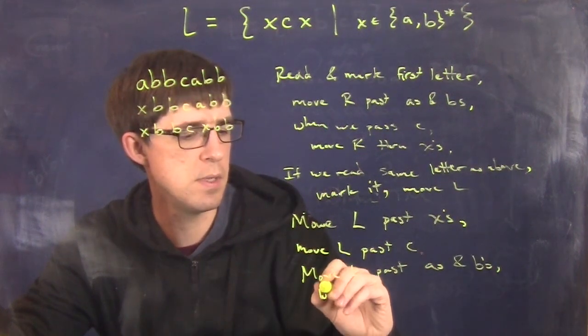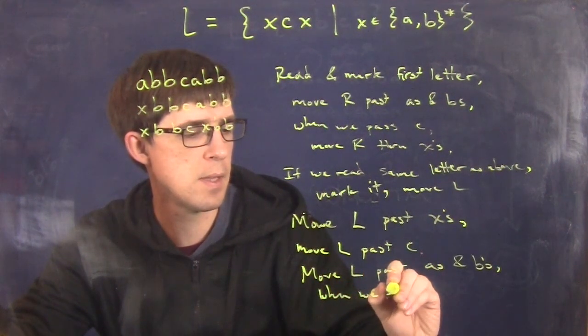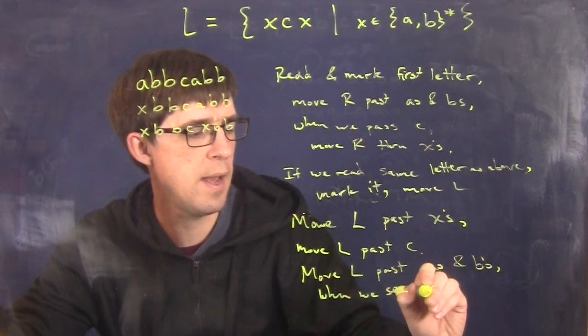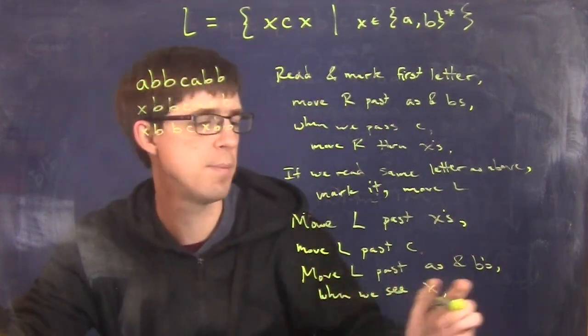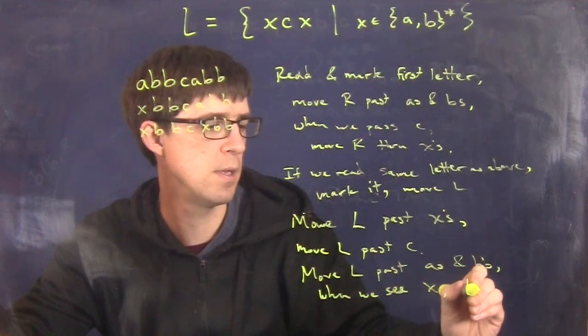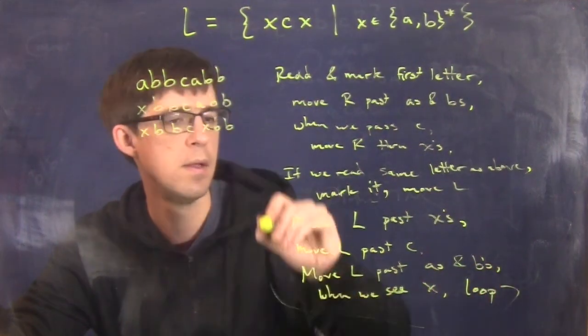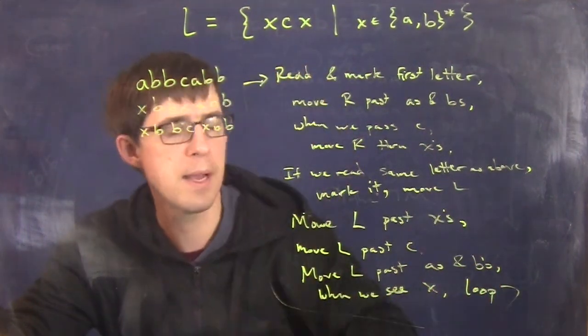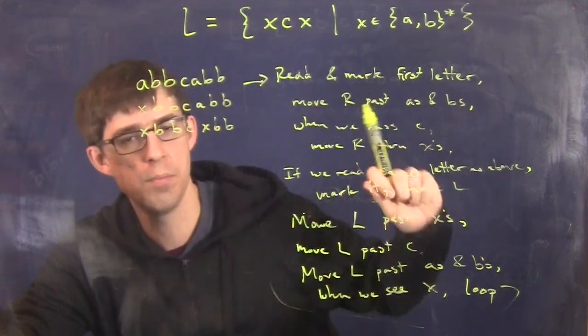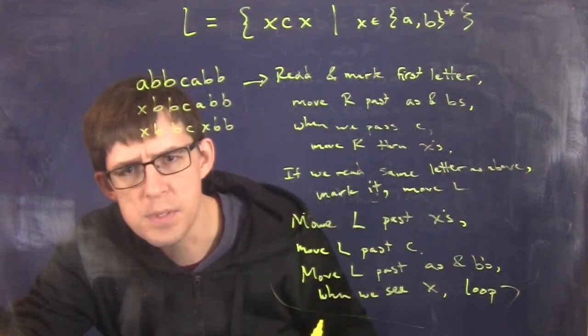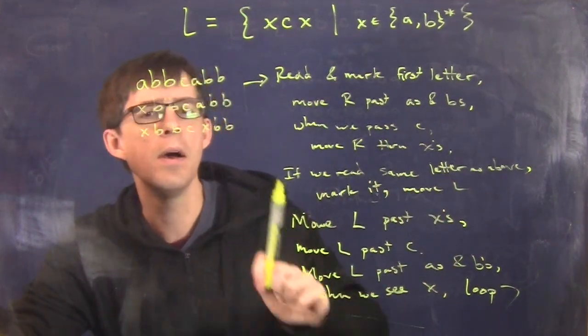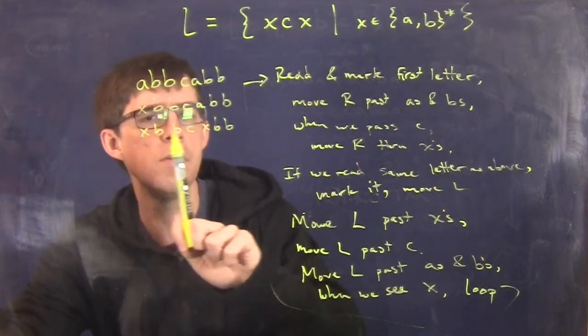And then when we see X, that finally means we're back at the beginning and we can go back to the beginning of this main loop. You loop back to the beginning of this whole procedure. All right, this one's a little complicated. Anyway, what is the signal that we're done?